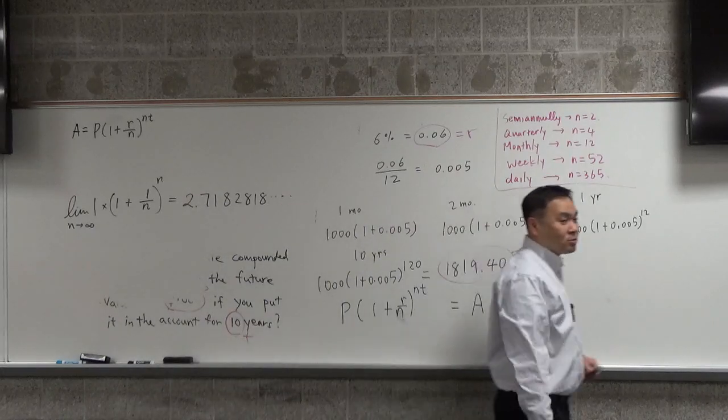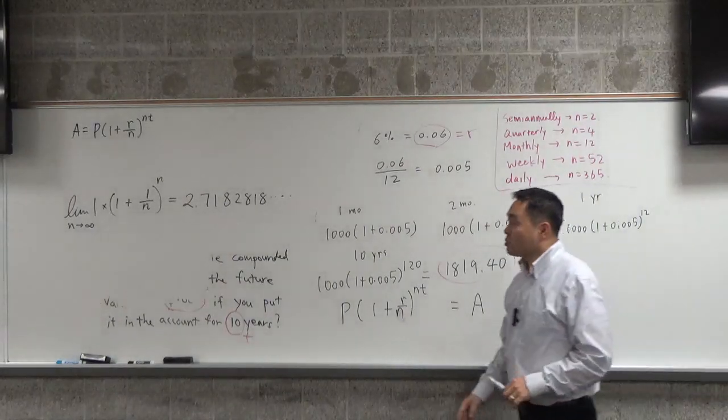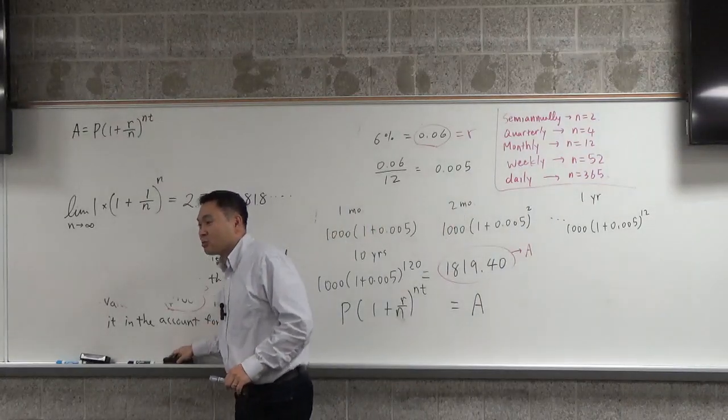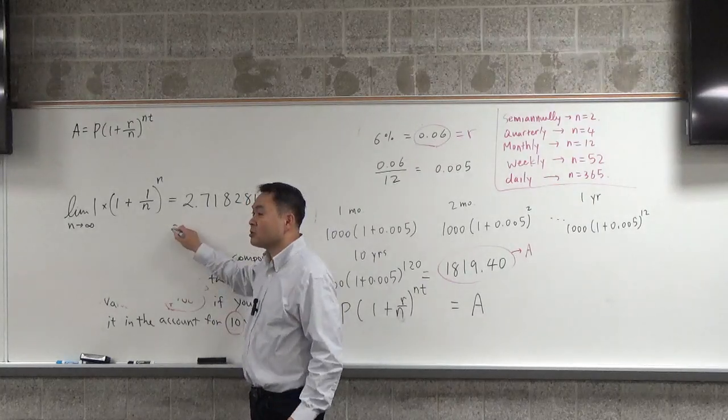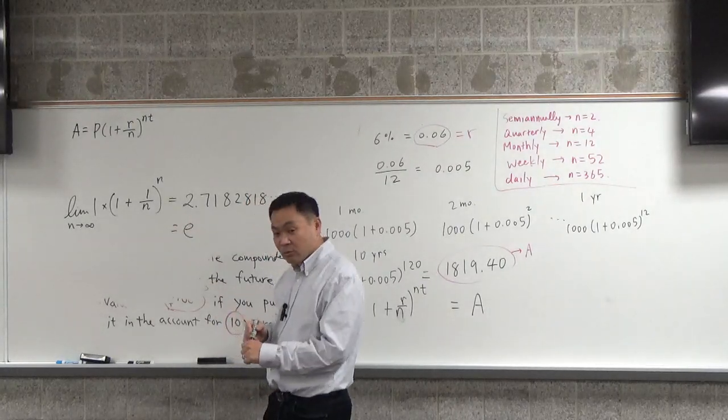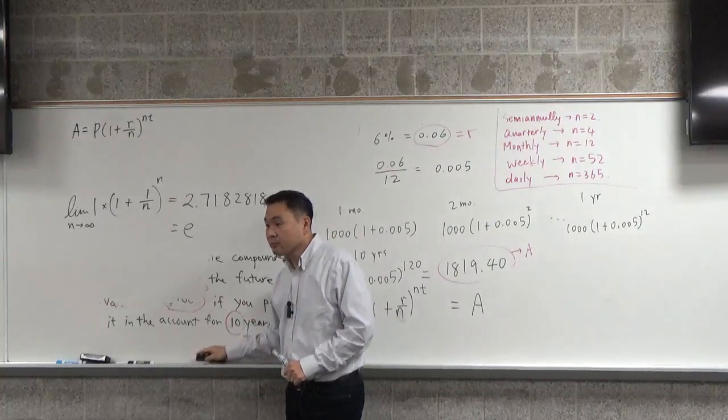Yeah. So there's an upper bound to it. Now, we talked about this number a few lectures ago. Do you recognize what this number is? What is this? This is called E. Yeah, the natural number, Euler number E.